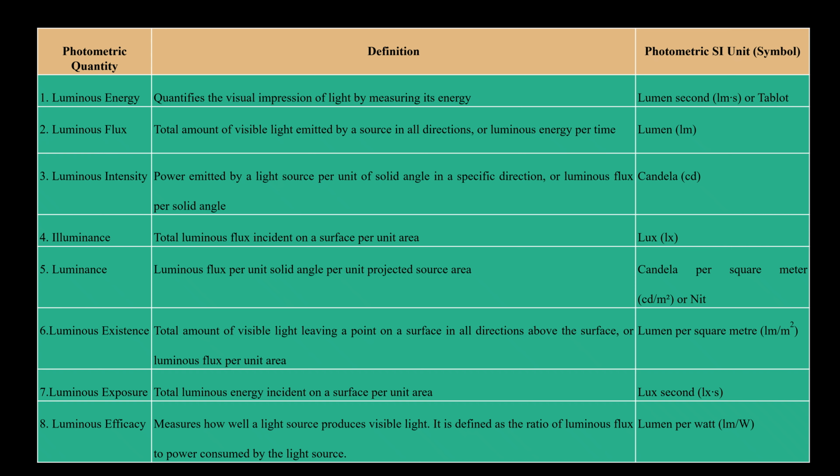Photometric quantities and their definitions: each quantity has a unit and symbol. Luminous energy is the quantity of visual impression of light, with SI unit lumen second or talbot. Others are luminous flux, luminous intensity, luminance, illuminance, luminous exposure, and luminous efficacy. Luminous flux is the total amount of visible light emitted in all directions, luminous energy per time, in lumens.